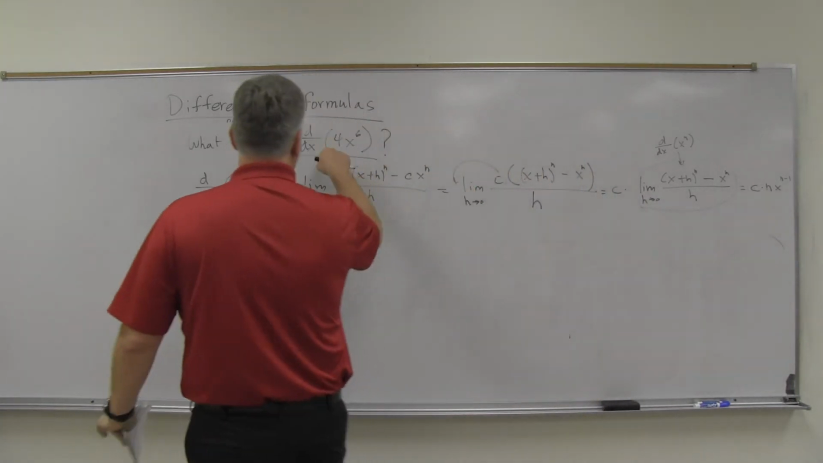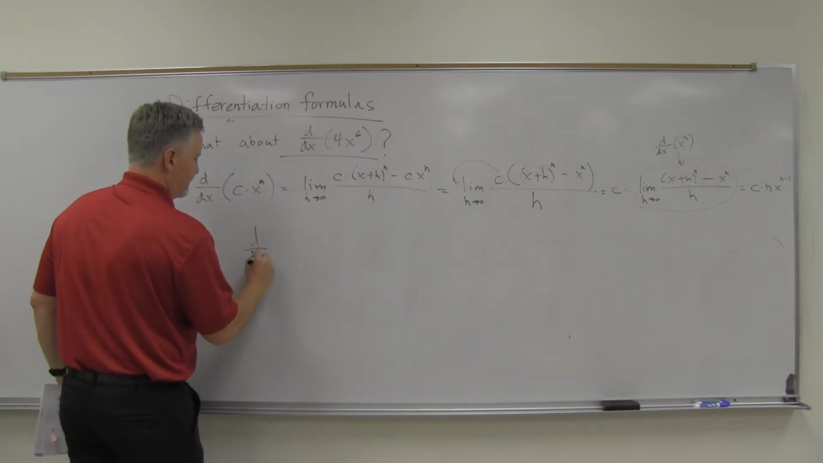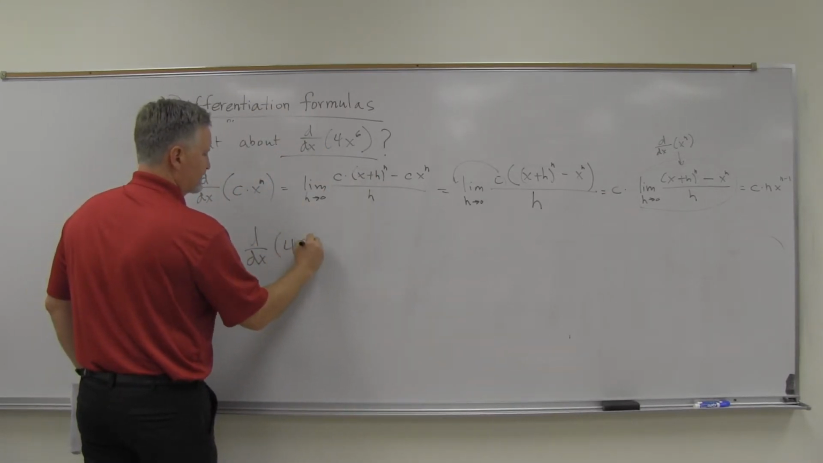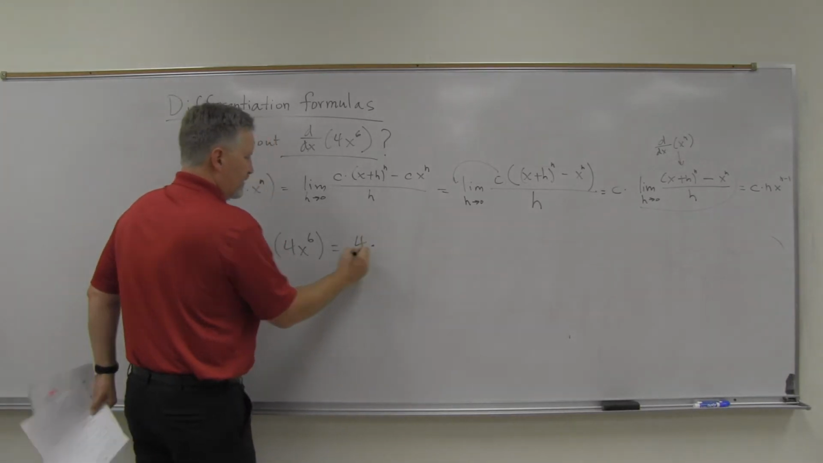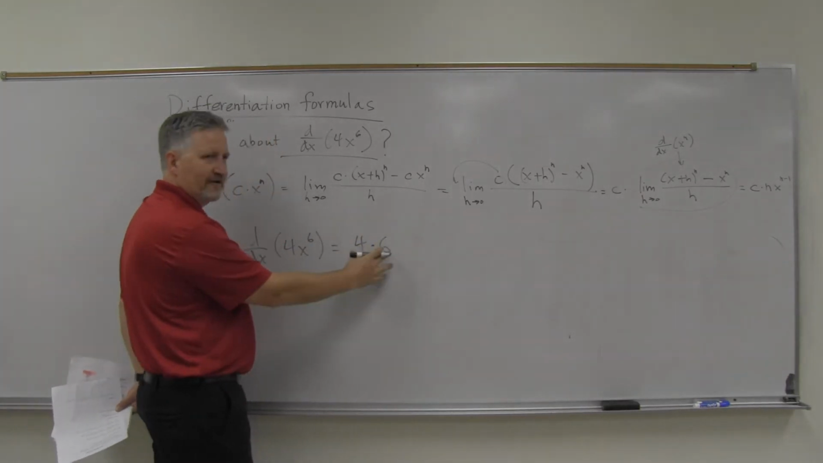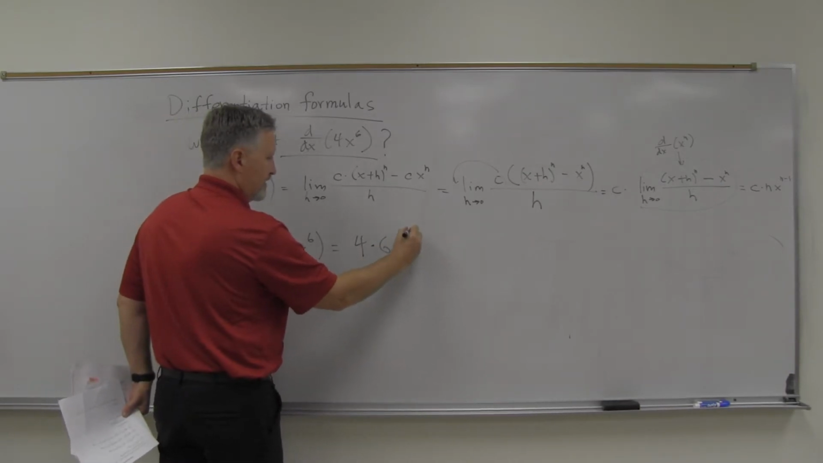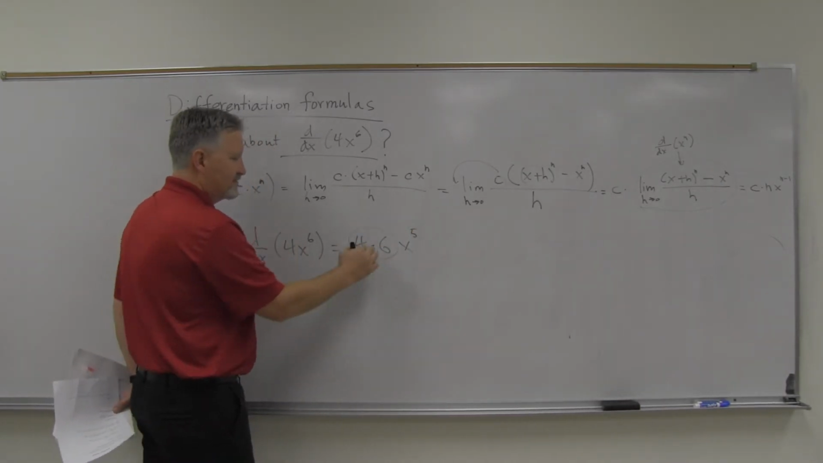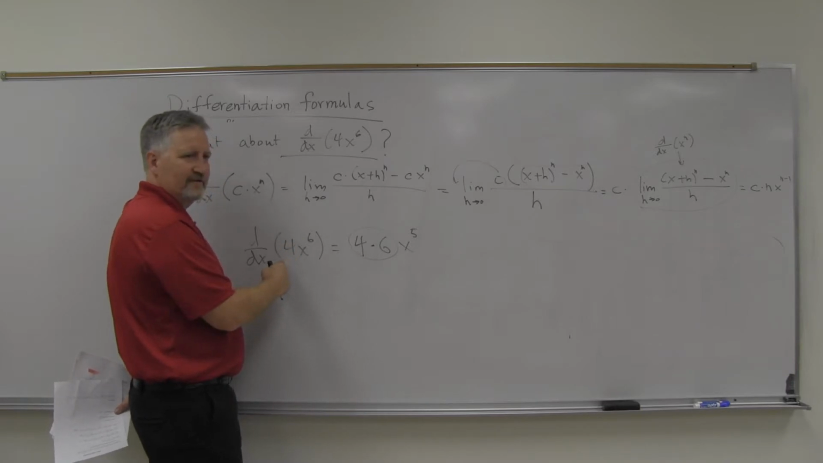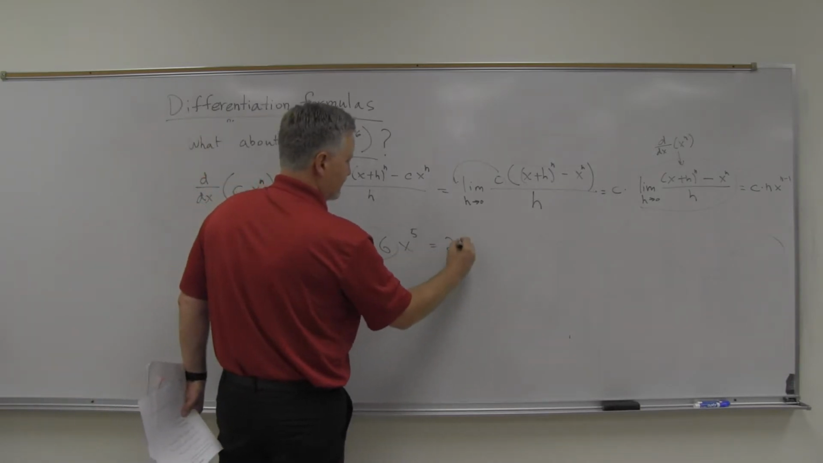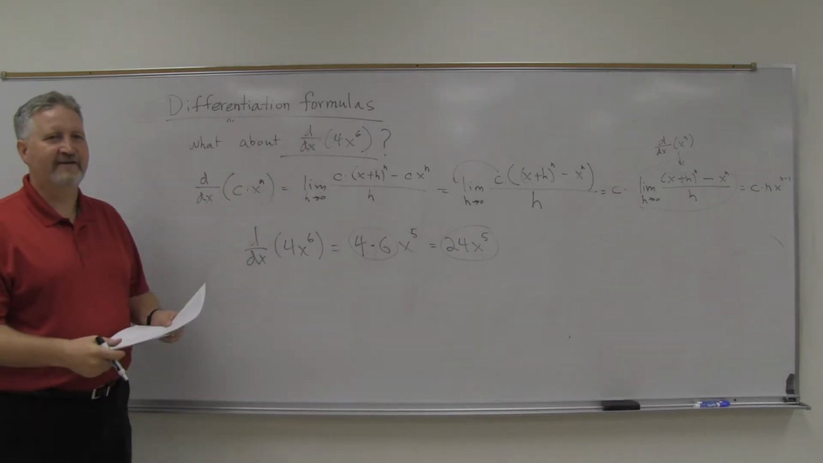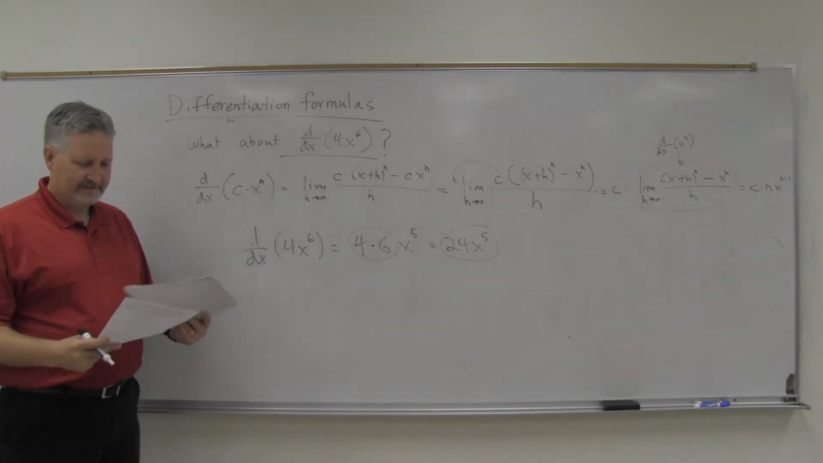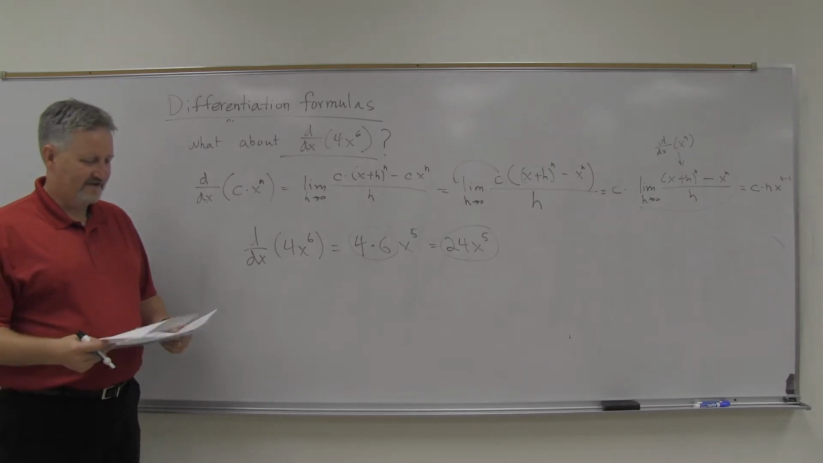For example, d/dx of 4x to the 6th: I'm just going to take the 4, bring down the 6 and multiply it by the 4, and then make the new power x to the 5th. You're just going to wind up multiplying the 6 times the 4, 24. Okay, so it's very nice.